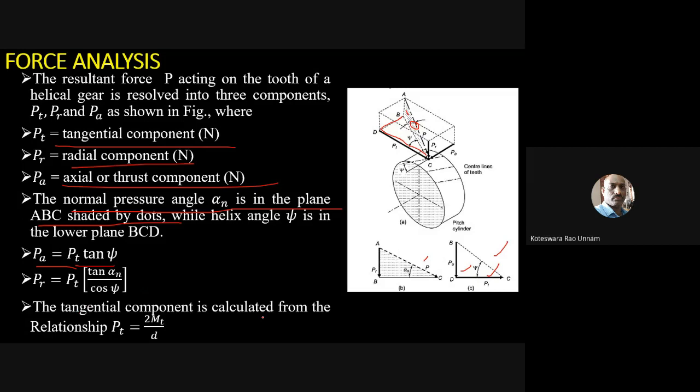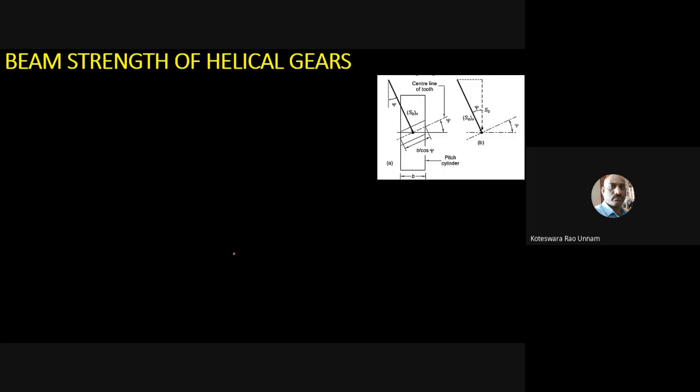Then the tangential component is calculated from the relationship we know, that is PT is nothing but 2 MT divided by D, or MT divided by D by 2, where D is the pitch circle diameter. Using this relation, you can calculate PT. Once you know the PT value, you can calculate PR and PA, straightforward, if you know alpha n, that is the normal pressure angle, and the helix angle psi.